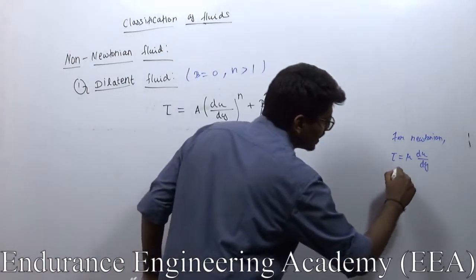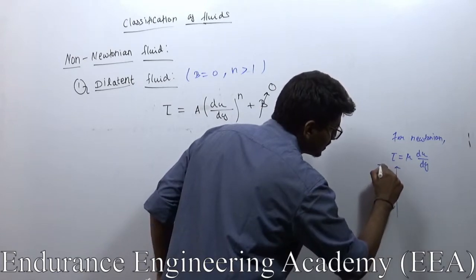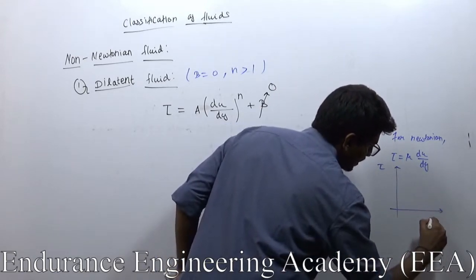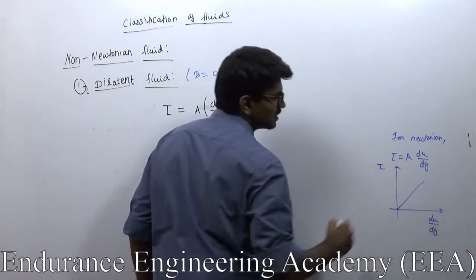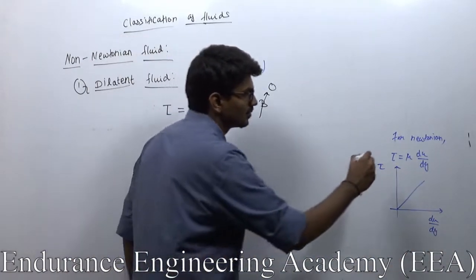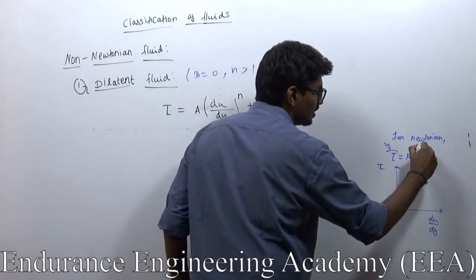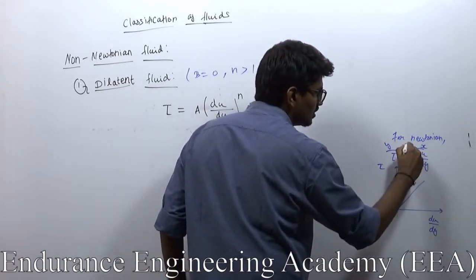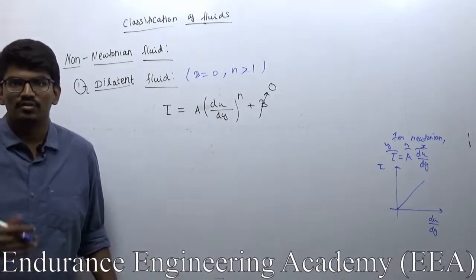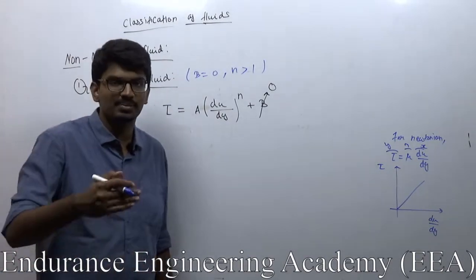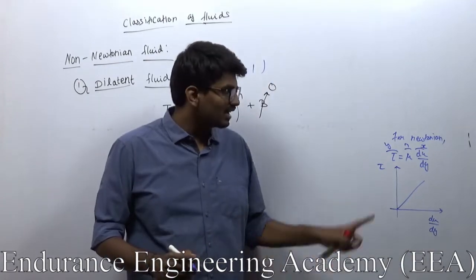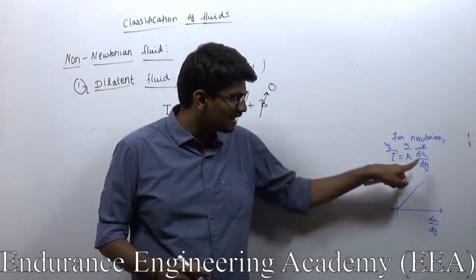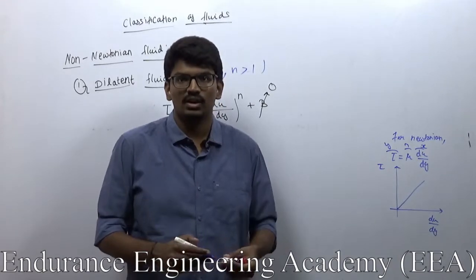Here for Newtonian fluid, I take tau on the y-axis and du by dy on the x-axis, and I draw the curve like this. This we know very clearly: y is equal to mx, the straight line equation form we already discussed in the previous videos. Now tau is on the y-axis and du by dy is on the x-axis, and it is varying linearly. Tau varies linearly with respect to du by dy, or the rate of shear strain.